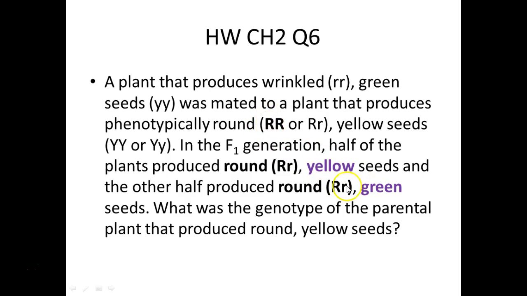Now let's look at the next, which is the color. So we are getting yellow and green. We're getting the recessive, and remember, green is the recessive. So it's little y, little y. Where did this guy get the little y? Well, obviously from this first parent, but it also had to get it from the second parent. So the second parent is heterozygous for the seed color.